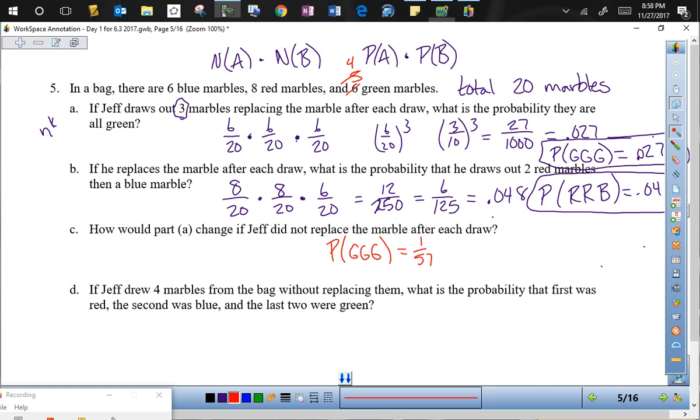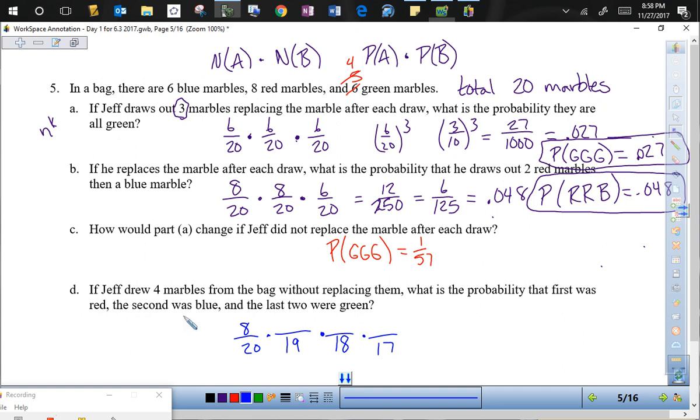Alright, I want you to pause the video and see if you can figure out how part D would be done. Alright, 4 marbles without replacement, very similar to before. The first one is red, so that is 8 out of 20. The next one, we don't have 20 anymore, so it's automatically 19, automatically 18 after that, automatically 17. We just have to decide the top numbers.